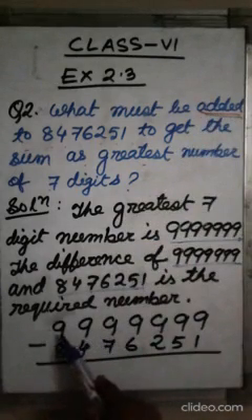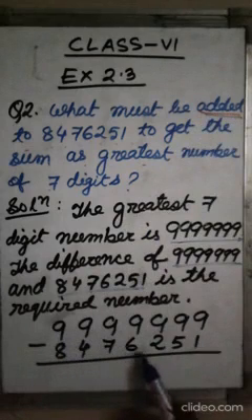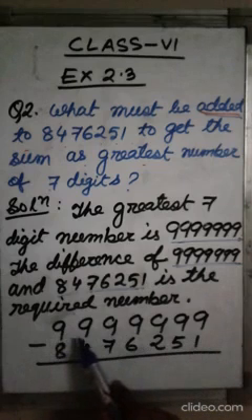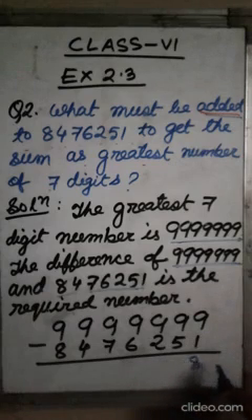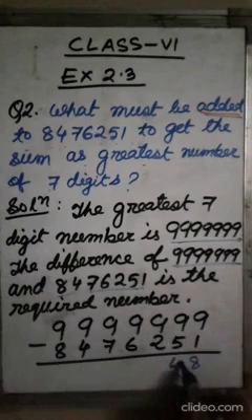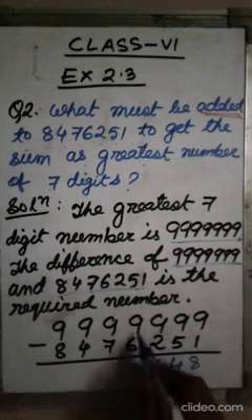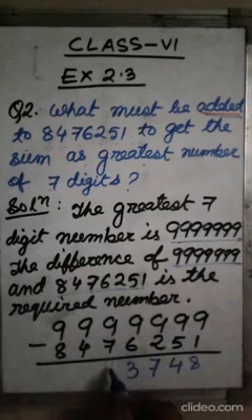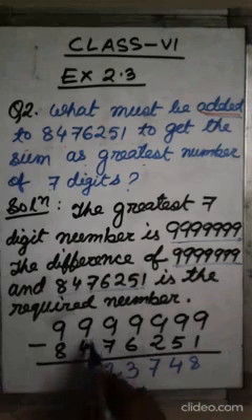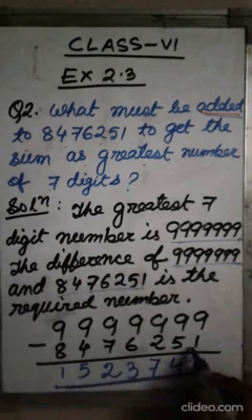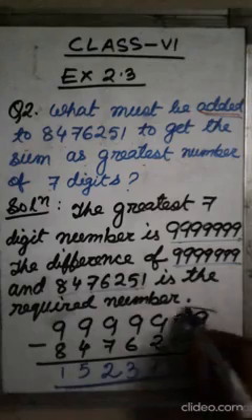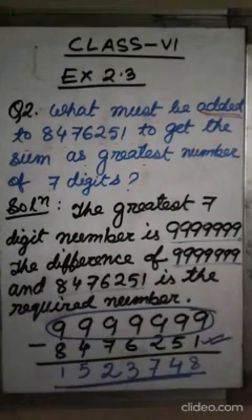So we shall subtract 84,76,251 from 99,99,999. 9 minus 1 is 8, 9 minus 5 is 4, 9 minus 2 is 7, 9 minus 6 is 3, 9 minus 7 is 2, 9 minus 4 is 5, 9 minus 8 is 1. So this is the number we have to add to this number to get the greatest 7 digit number.